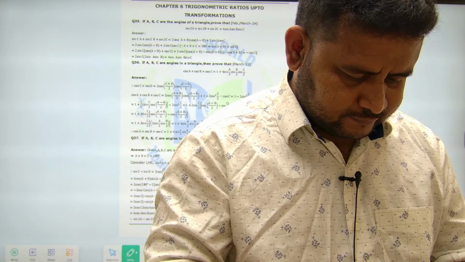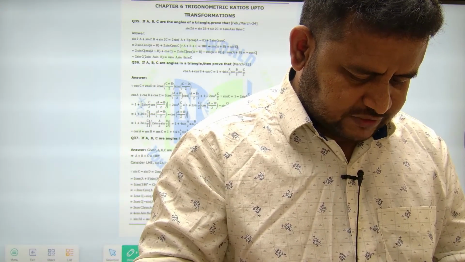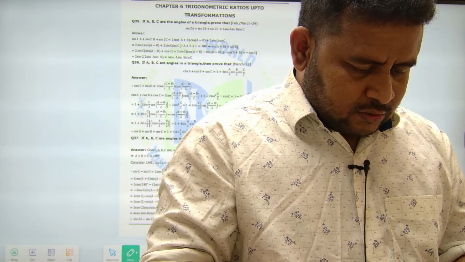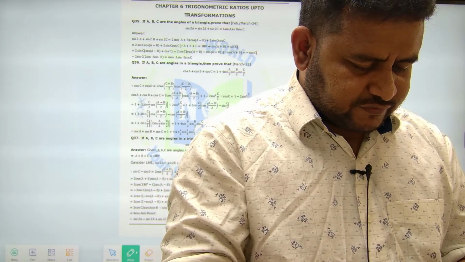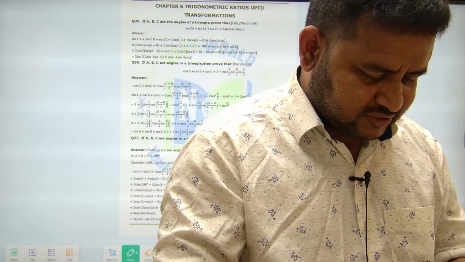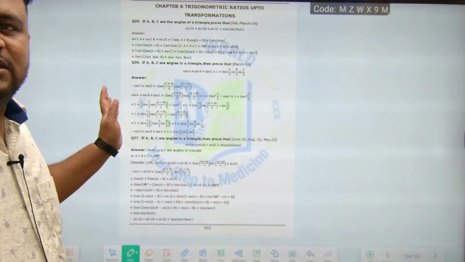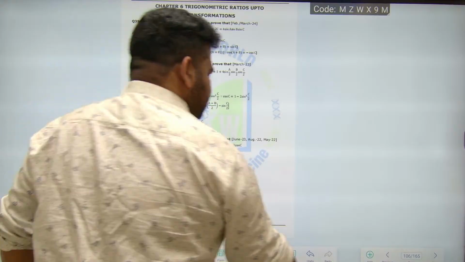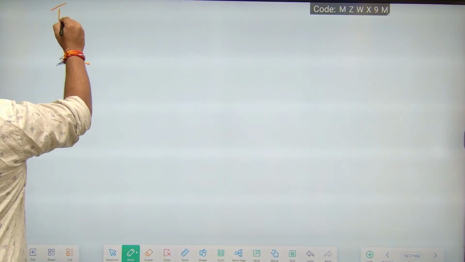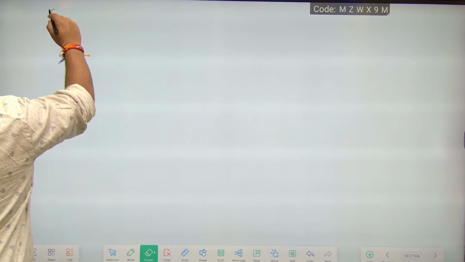All right. Before starting the chapter, we were starting with the questions. We have to know certain very important formulas. If you know these formulas, this chapter is very simple. We have to apply these formulas frequently in these questions. Now let us start with some basics. So I am writing trigonometric transformations, correct?